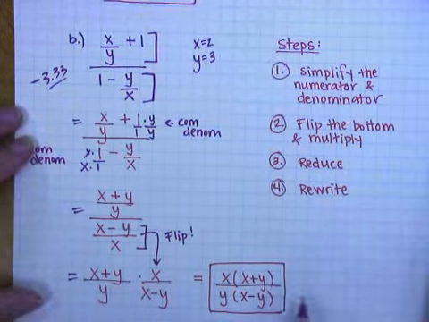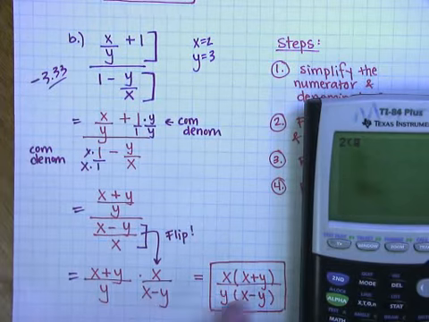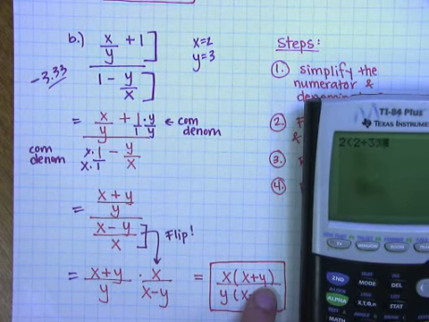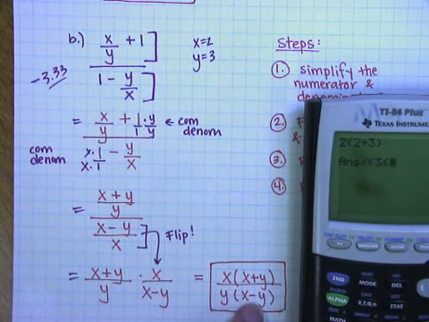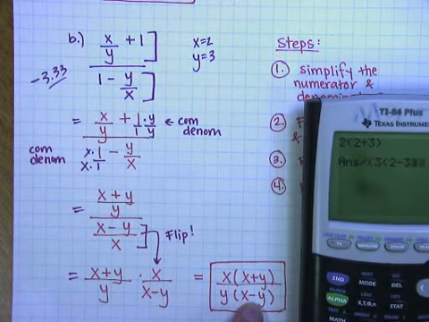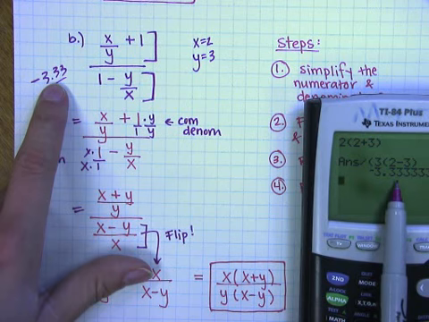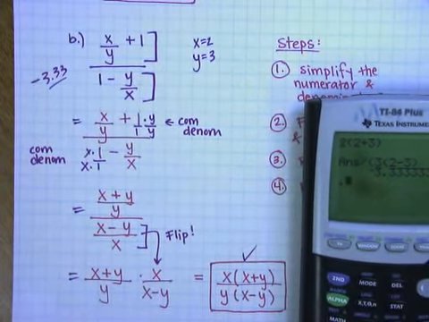Okay. And then I go down to my answer. So x is 2. So 2 times 2 plus 3. And then I want to divide that by 3 times 2 minus 3. And notice I get the same answer both in the beginning and in the end. So that would check, and I would know that I was done and that it was correct.